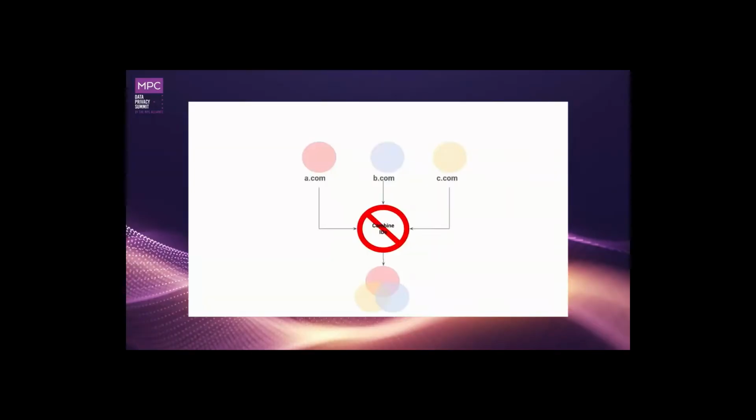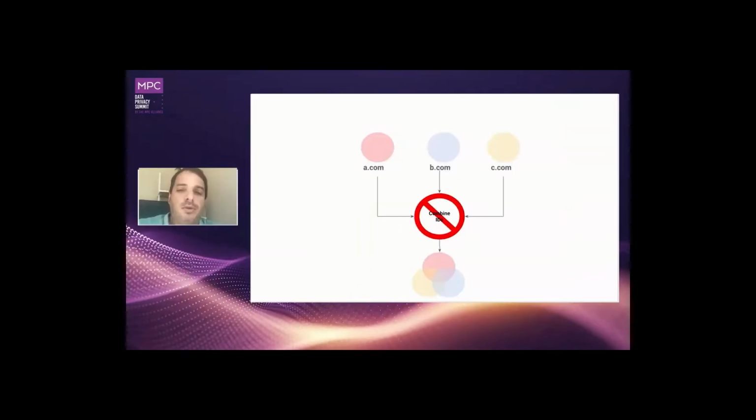So the challenge is, how do we enable this? Because if these 3 channels are 2 different websites, for example, it's not possible to just combine the IDs that we see in each of the channels, because that would violate some of the privacy policies of these websites.